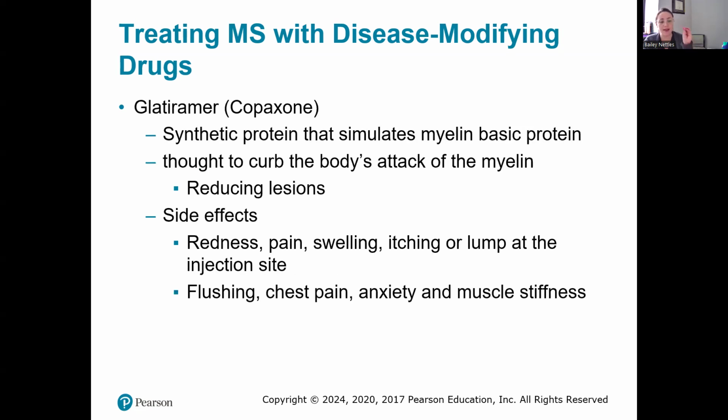Okay, so now we're on the glatiramer. This is a synthetic protein that stimulates myelin basic protein. So it's thought that it curbs the body's attack on the myelin, reduces the lesions. Okay, side effects: redness, pain, swelling, itching, and a lump at the injection site, flushing, chest pain, anxiety, and then muscle stiffness.